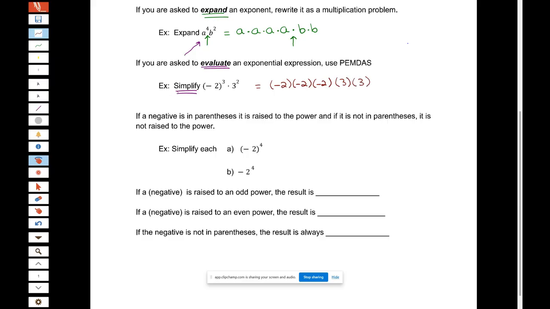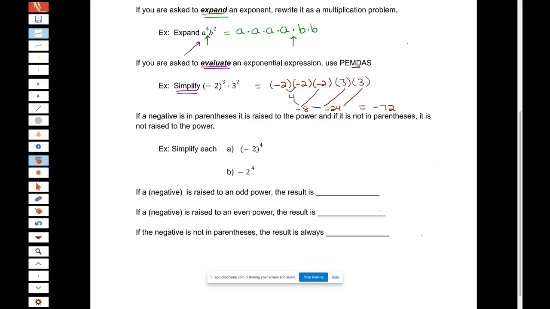We work that out using order of operations. It's all multiplication, and multiplication and division we do left to right. So -2 times -2 is 4. -2 times 4 is -8. 3 times -8 is -24. And then when we multiply that by 3 again, we get -72. That's one of the ways to look at it.